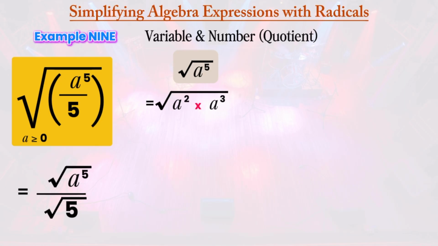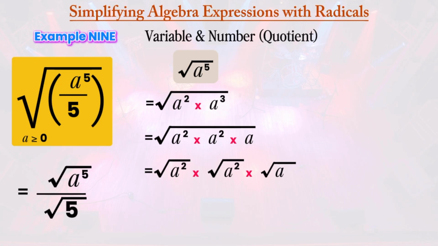So, to break down a squared times a to the power of 3 further, we get a squared times a squared times a. The square roots of a squared become a, and the square root of a stays as it is. Multiply a times the square root of a to get a squared times the square root of a.